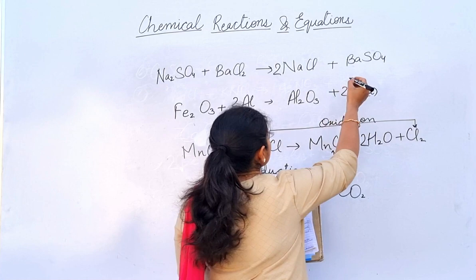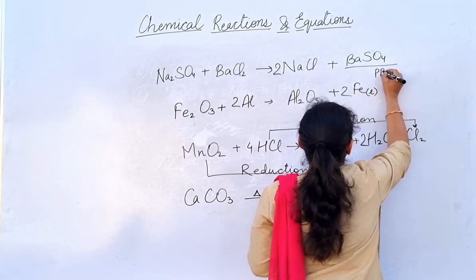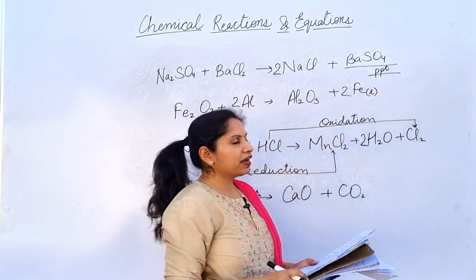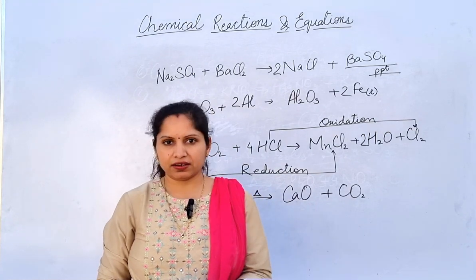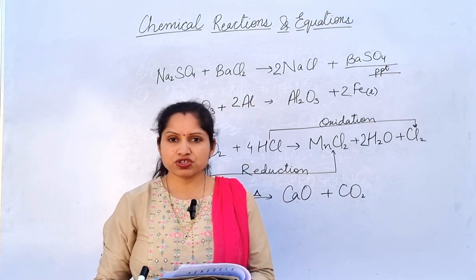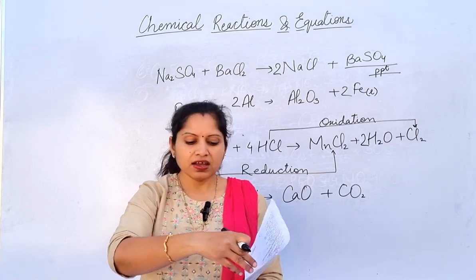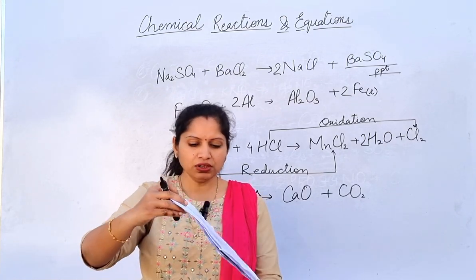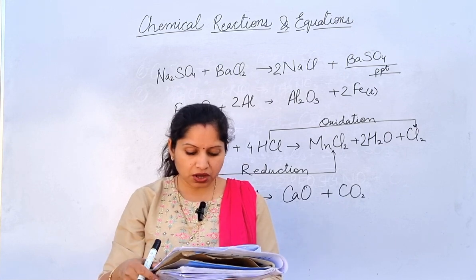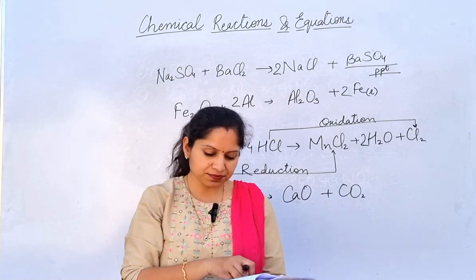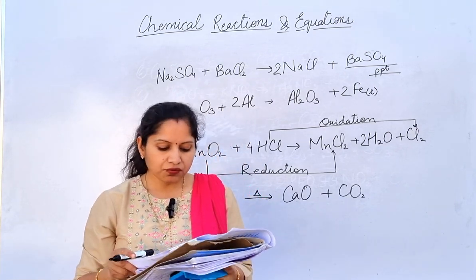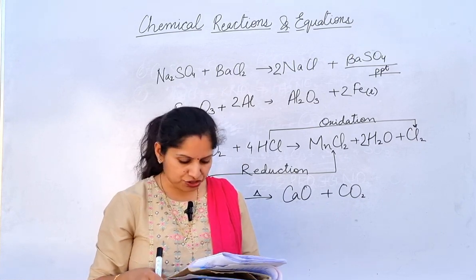And this reaction is also an example of precipitation reaction because barium sulfate is a precipitate. So this reaction is also an example of a precipitation reaction. Okay, I hope this much is clear to you all. We are going to work out some more equations for which you have to write the balanced chemical equation.